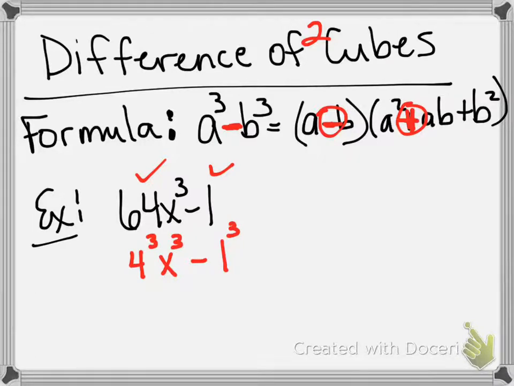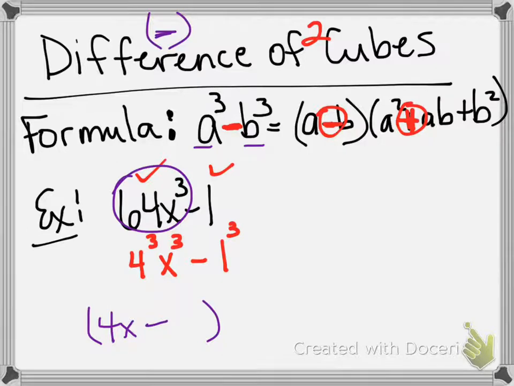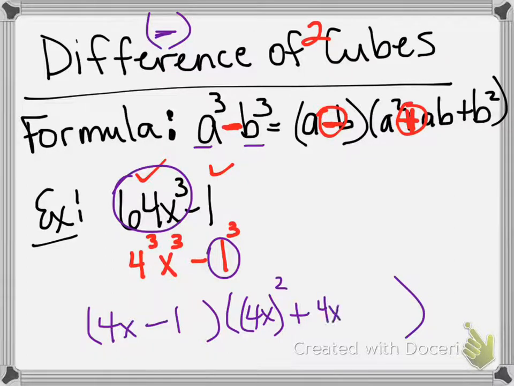So if we use our pattern now, we're going to use the base first of all. So 4 and x are the base of 64x cubed. It's a subtraction problem, which is a difference. So minus, and then 1 is the base of 1 cubed. Now we're going to do our second part. We're going to take 4x and we're going to square it. Opposite symbol. 4x times 1, which is 4x, plus, always plus back here, 1 squared, which is 1.